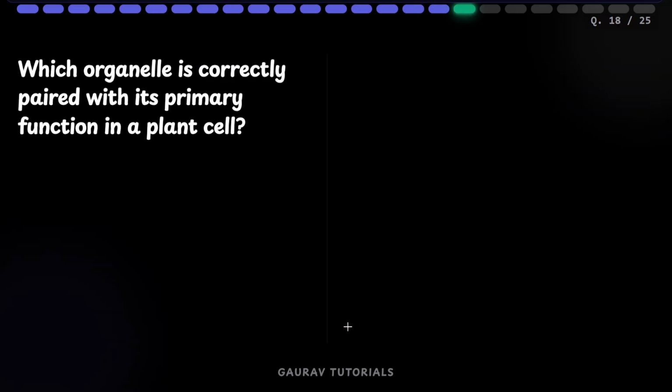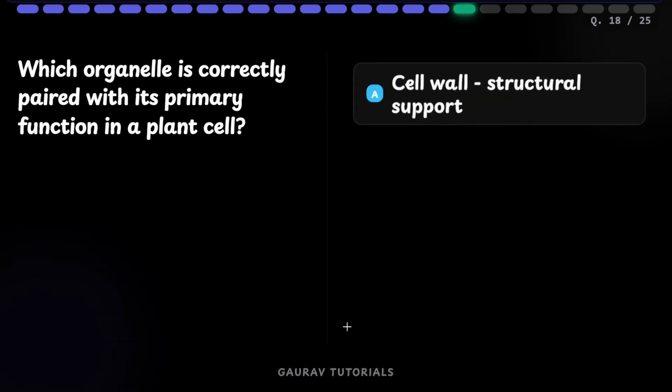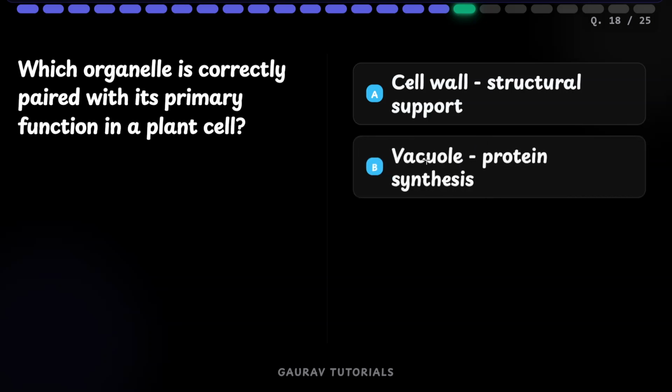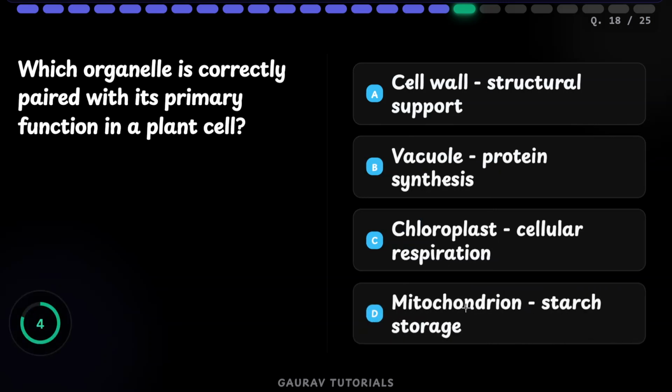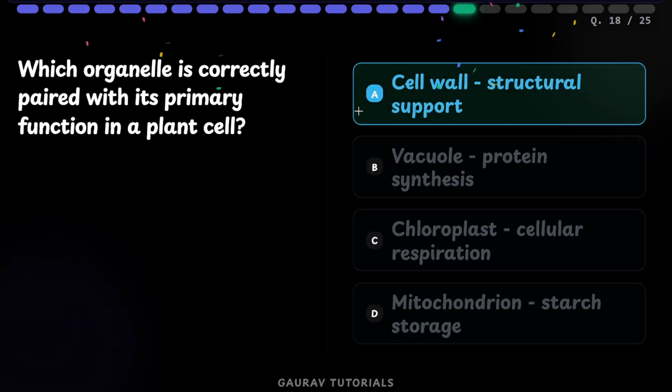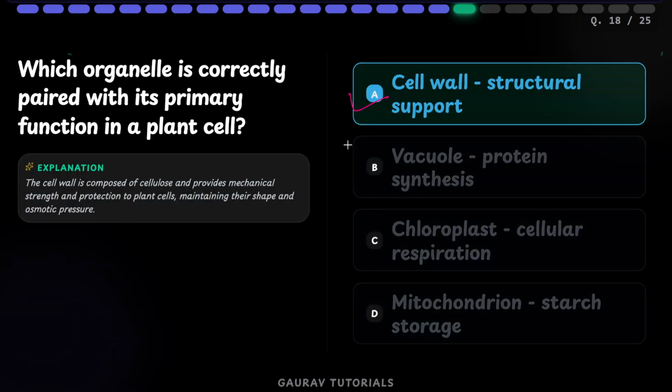Question number 18. Which organelle is correctly paired with its primary function in a plant cell? Option A, cell wall, structural support. Option B, vacuole, protein synthesis. Option C, chloroplast, cellular respiration. And option D, mitochondria, starch storage. The correct answer is A, cell wall, structural support. Cell wall providing the structural support.